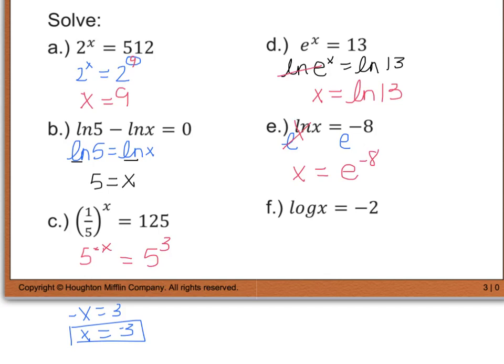And for part F, I have the log base 10 of x equals negative 2. Remember from your inverse property, the only thing that can cancel out a log base 10 is if I have 10 to some power of a log base 10. So in this case, I'm going to go 10 to the log base 10 of x equals 10 to the negative 2nd. So my 10 to the log base 10 are going to cancel, and I'm going to be left with x is equal to 10 to the negative 2nd, which is really equal to 1 divided by 100.